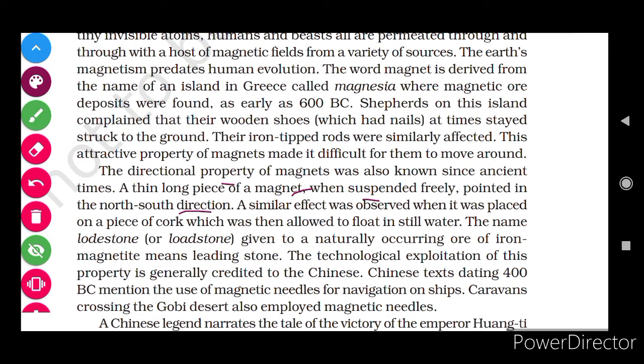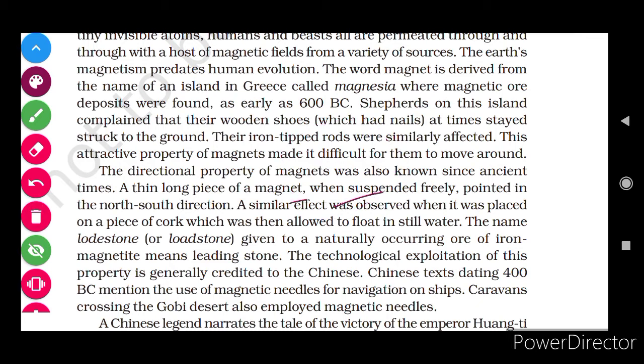We have all seen a magnetic compass. This is the shape of a magnetic compass, and there is a small magnet, the magnetic needle. If you place it on a surface, you will see that it always points in the north-south direction. You can take any magnet, and if you suspend it freely, it will always point in the north-south direction. We all know these things. This is just an introduction paragraph.